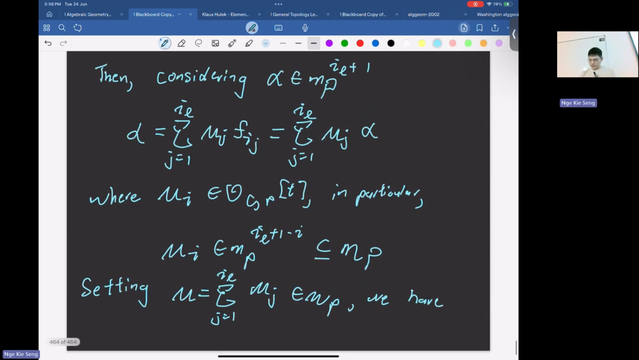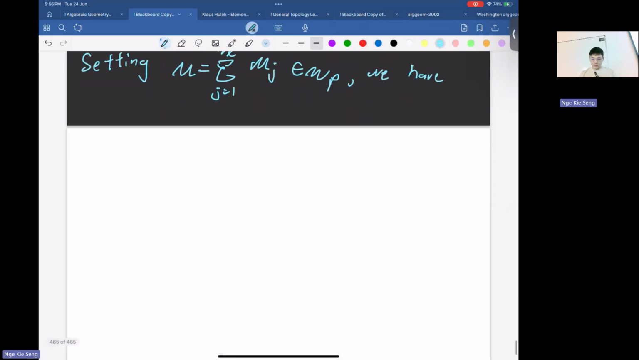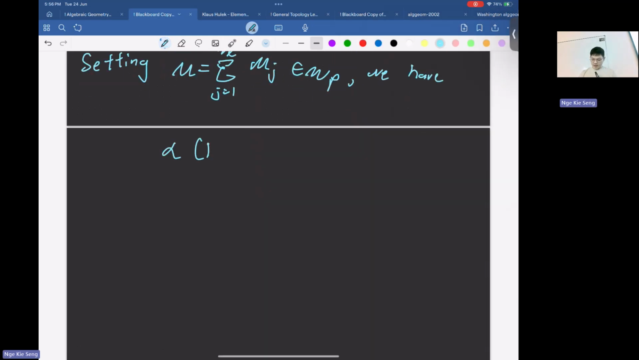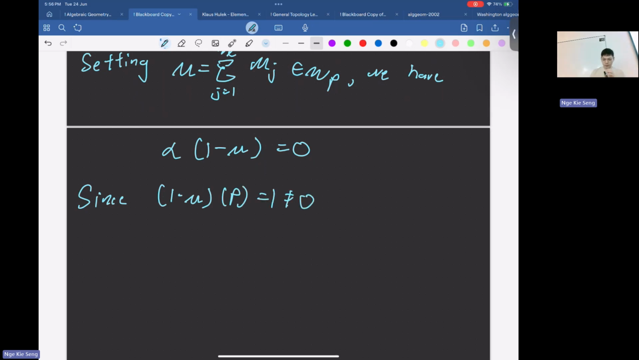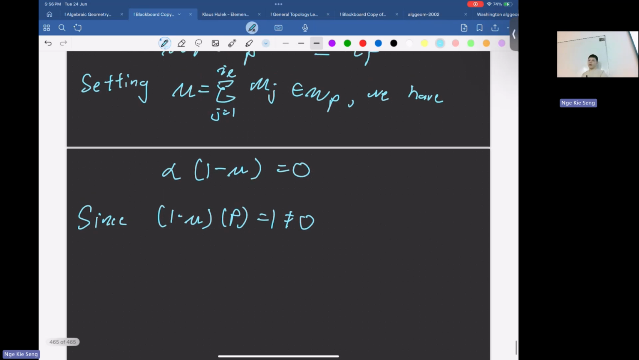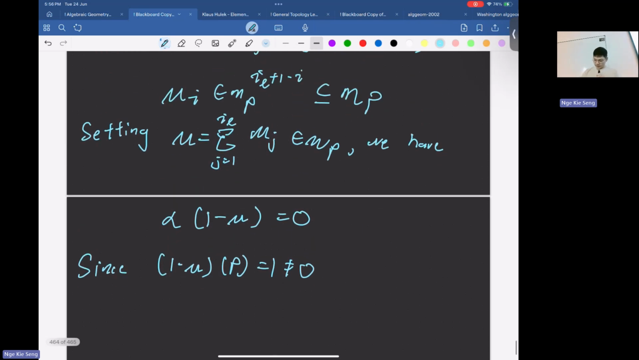So if we do factorization here, or the distribution, what we get is alpha times (1 minus mu), the big sum here equals 0. But we know that this product has to be equal to 0, meaning either one of them has to be 0, right? Note that 1 minus mu evaluated at P is 1, which is not 0. Why? Because mu P lives in MP. This is what we showed here.